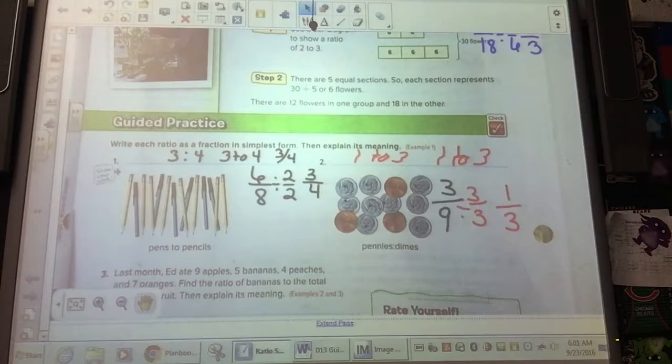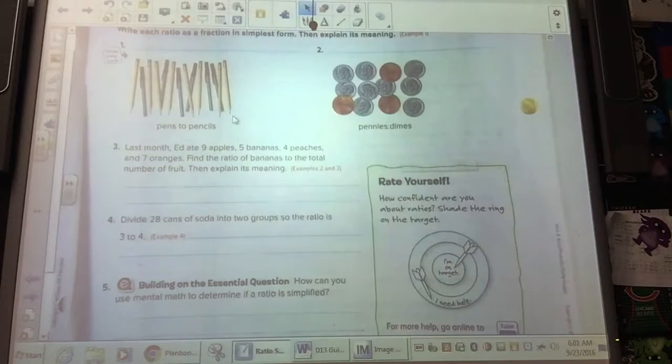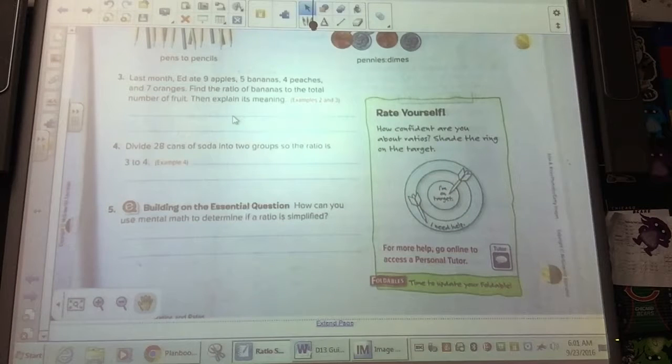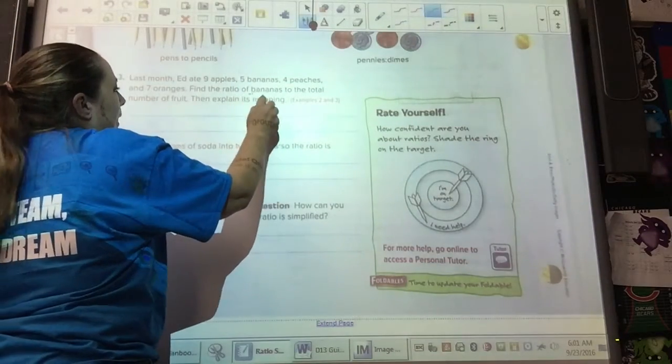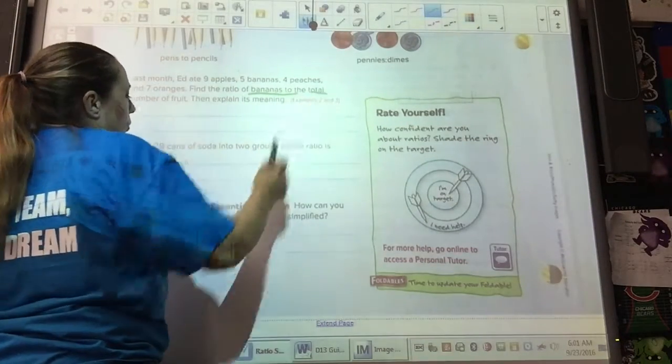Number 3. Did I have to go over a page? Yep. All right. Number 3. Last month, Ed ate 9 apples, 5 bananas, 4 peaches, 7 oranges. Find the ratio of bananas to the total. There's that total again. Bananas to total.